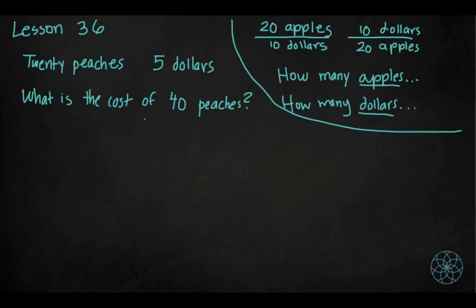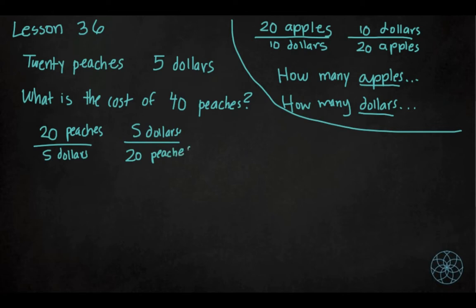So, first thing I want you to do is make 2 ratios using this initial information. So we can either have peaches per dollar, 20 peaches over $5, or we could have $5 over 20 peaches. All right, so we did our first step, and hopefully you can see why our little warm-up was helpful. And now I want you to look at the question. What is the cost of 40 peaches?